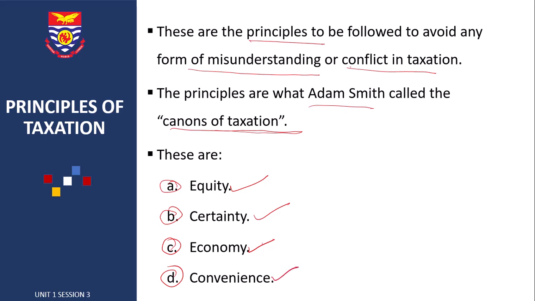Then we have convenience. This means that there should be no obstacle in the way of the taxpayer and the tax collectors, and anything that will hinder the smooth collection of the tax should be removed. So these are the four main canons or principles of taxation.